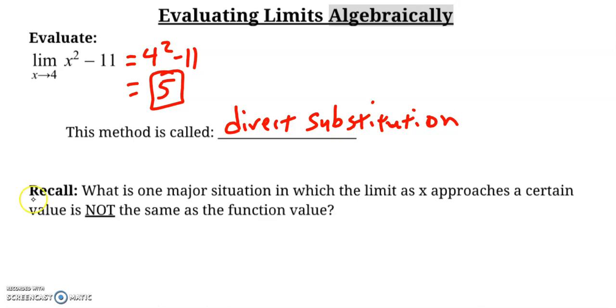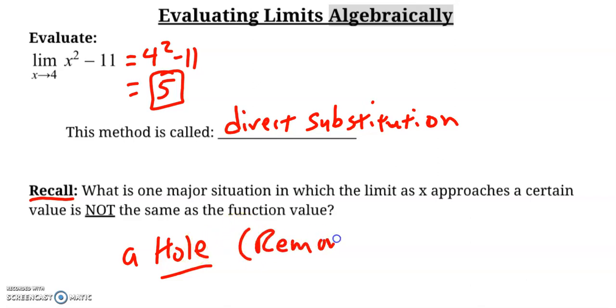But we do run into situations here in which a limit as x approaches a certain value is not the same as the function value, okay? And this is what we would call a hole, okay? So we have to use our algebra toolbox to think about how we could actually simplify some of these things to help us actually find the limits of these. So this hole is also called a removable discontinuity, though.